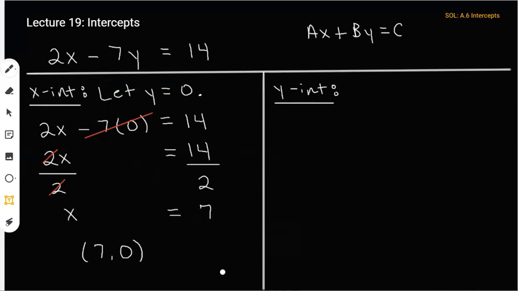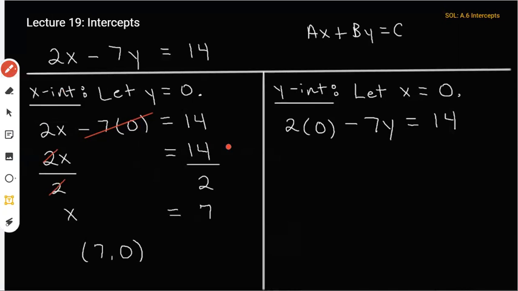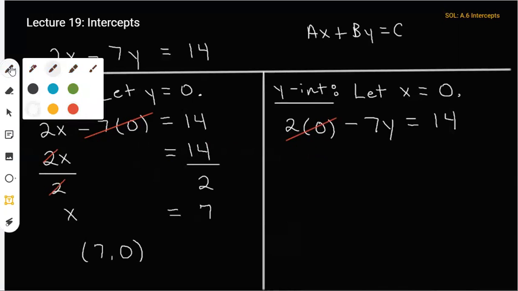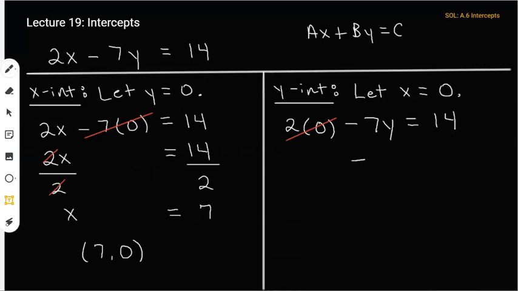So now let's see if we can find the y-intercept. This time I'm going to let x equal 0. So if x is 0, I'm going to get 2 times 0 minus 7y is equal to 14. The only thing I did was replace x with a 0. So now 2 times 0 is going to give me 0, so I can cross out this term. And I'm left with negative 7y is equal to positive 14.